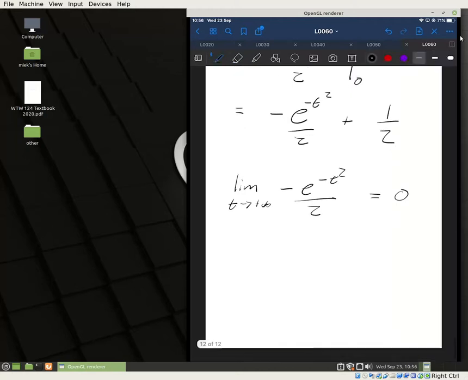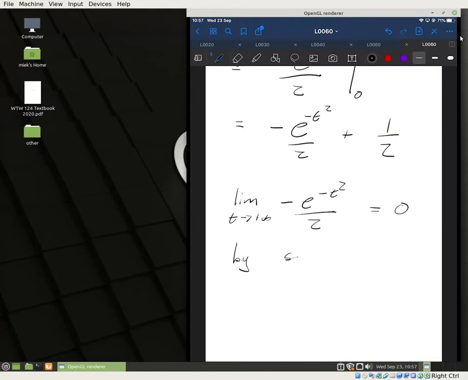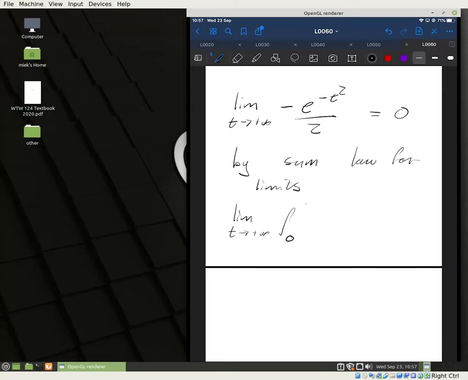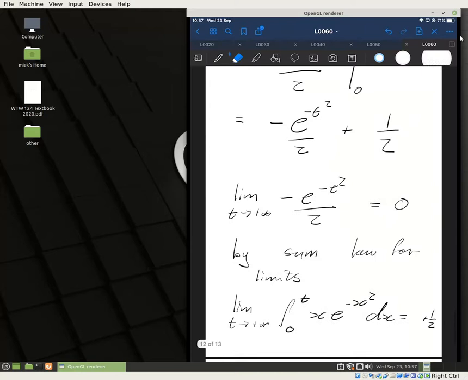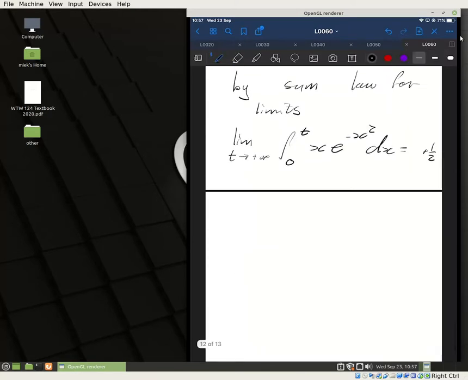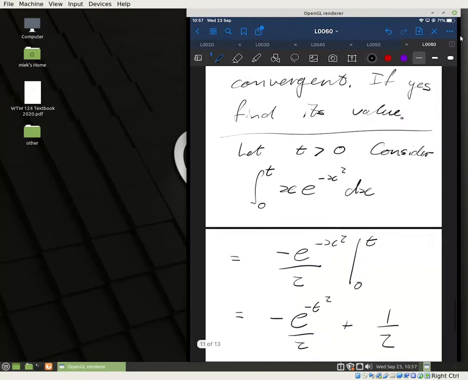So by the sum law for limits, we've got the limit as t tends to plus infinity of the integral from 0 to t of x e to the minus x squared dx is equal to 0 plus a half, which is just plus a half. Okay, so this is half of what we need to check. Now we also need to check the other half.